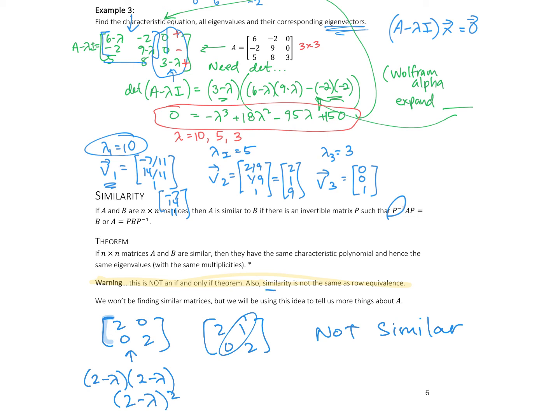Also, similarity is not the same thing as row equivalence. Just throwing that one out there too. These could be row equivalent: I could get 2, 0, 0, 2 out of 2, 1, 0, 2 by doing a row operation. They're row equivalent, but they're not similar. Okay, that's it. That's all I have to say about those.